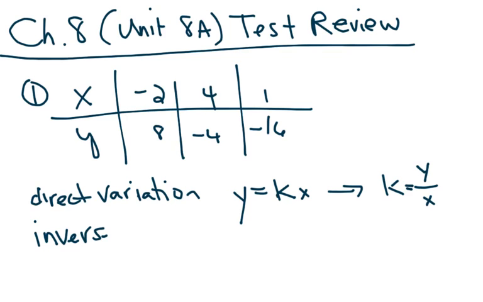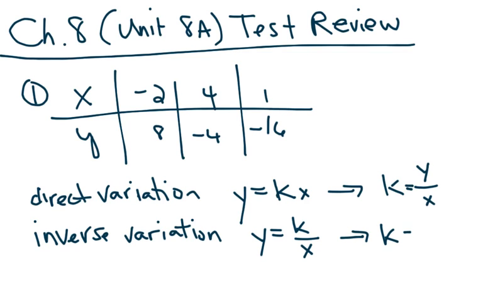Inverse variation follows the equation y equals k divided by x, which means that k is found by multiplying the x and the y values, and if they're all the same, then it's inverse variation. If neither of those things happen, then it's neither.